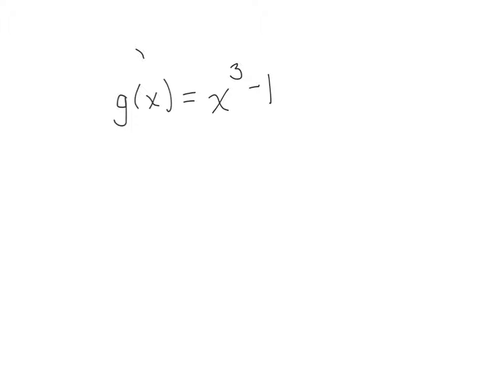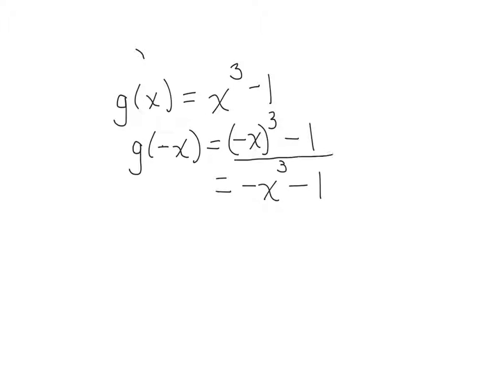So here's the g function, and we wanted to determine if this is even, odd, or neither. So once again, we want to substitute negative x into the equation for x. So instead of having x cubed minus 1, we're going to have negative x cubed. Well, negative x cubed is the same as negative x times negative x times negative x, and that equals negative x cubed.